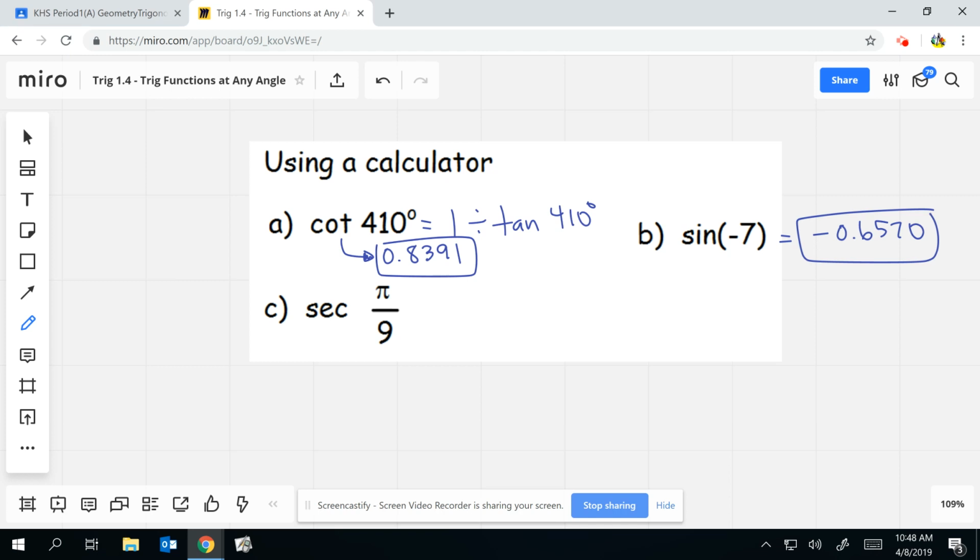This one you can put in 1 divided by cosine, and you can put pi divided by 9 in your calculator, just like that. 1 divided by, hit the cosine button, and then put pi divided by 9 into parentheses, equals 1.0642. 1.0642 when you round it off. So that is 1.4 notes and examples.